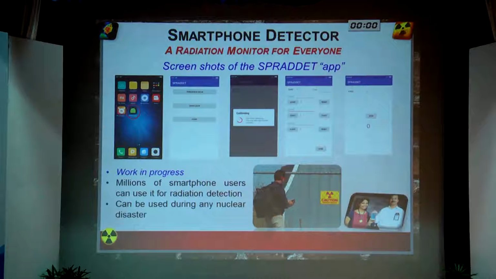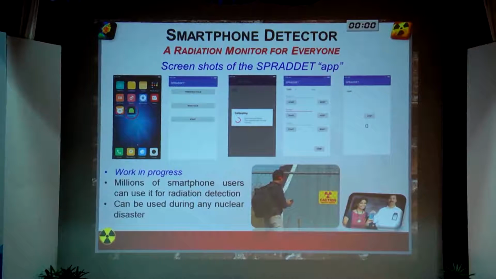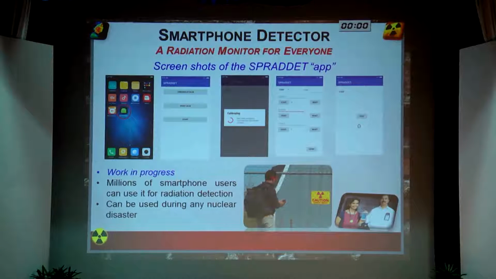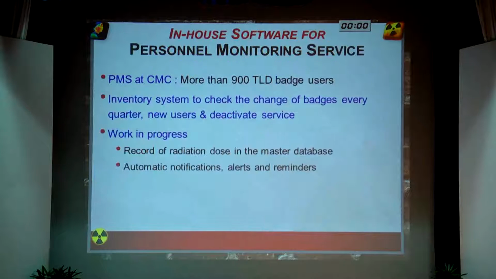An app has also been developed called Spreadet, and it's still a work in progress. So once complete, this will be able to be used by one and all, anybody who owns an Android phone, which is like millions of people. So this is one way where the common person can use a small phone which they have instead of using costly equipment to detect radiation. And we are also developing a personal monitoring service software, which is to help us keep inventory.